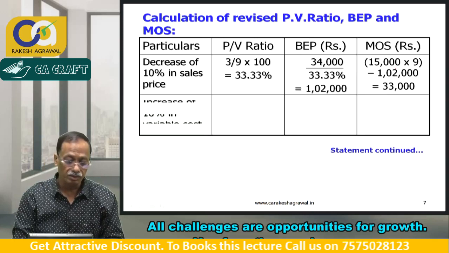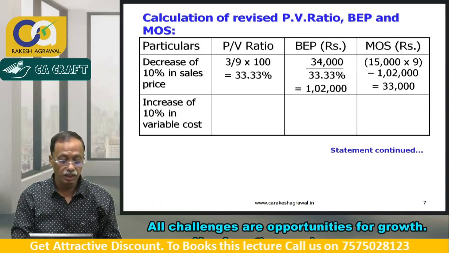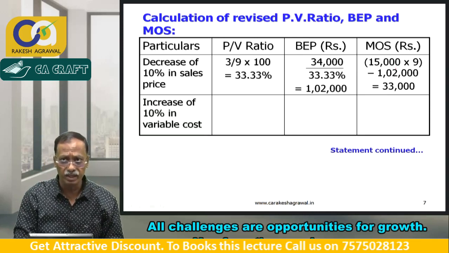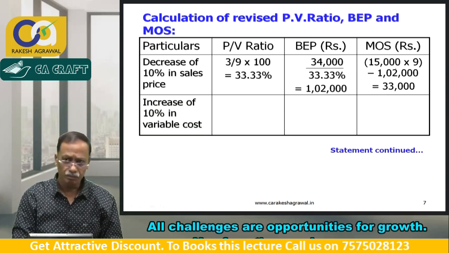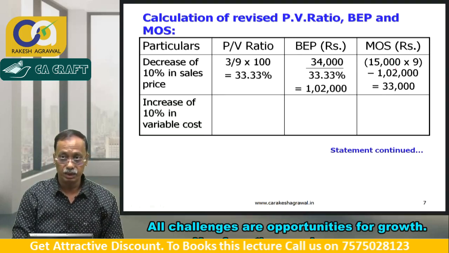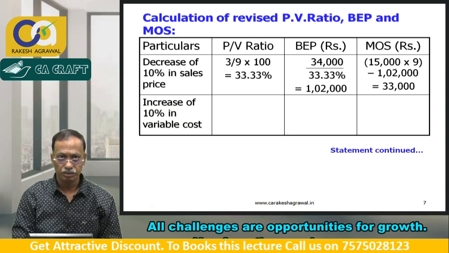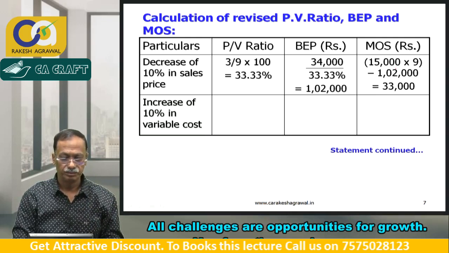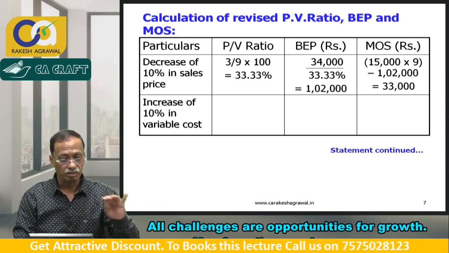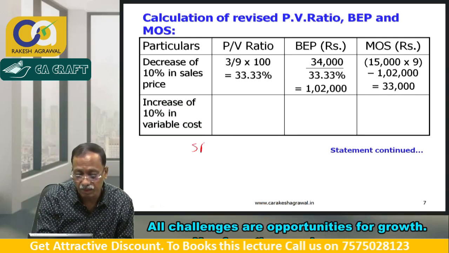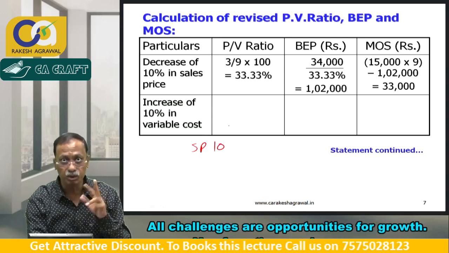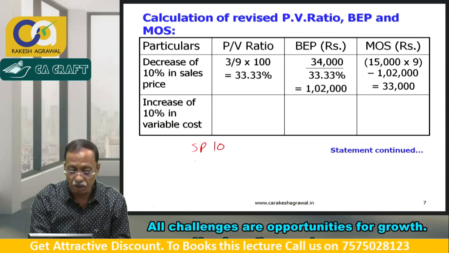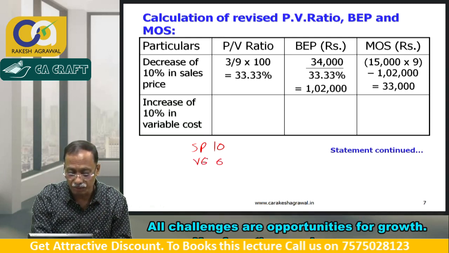Second situation, write down in particulars. Another situation is increase of 10% in variable cost. Now we will change only one thing, only variable cost. Rest everything is same now. Rest everything is same means keep the sales price same at 10. Don't make two changes at a time. But variable cost, which was earlier 6 rupees, it will go up by 10%. So it will become 6.6, correct?